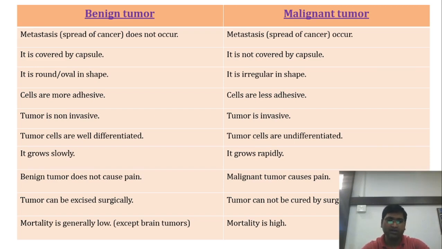And the last thing is the mortality rate is very low in case of benign tumor. In case of the malignant tumor, mortality rate is very high. So here today we studied what is meant by cancer, the properties of benign and malignant tumor, and we have differentiated between the benign tumor and the malignant tumor.